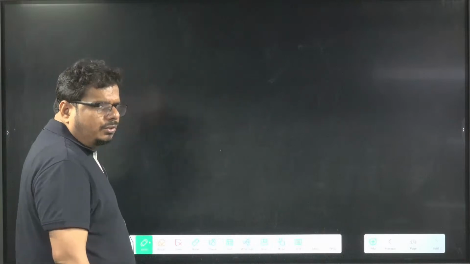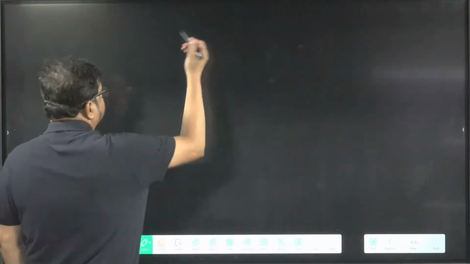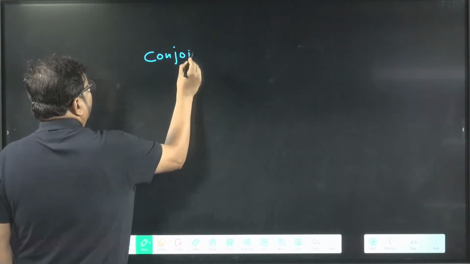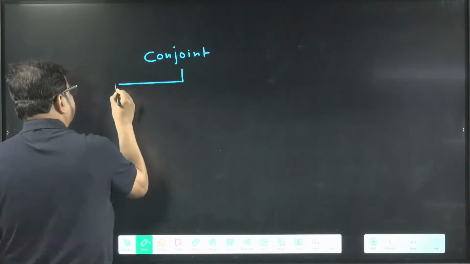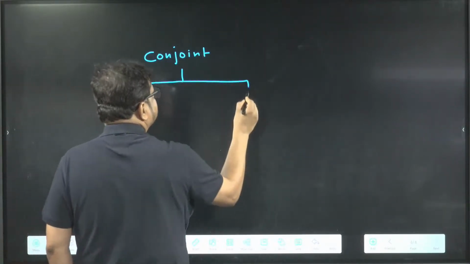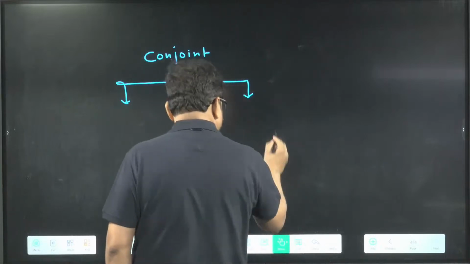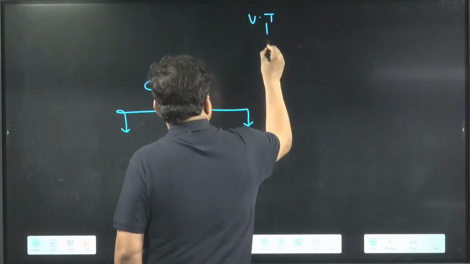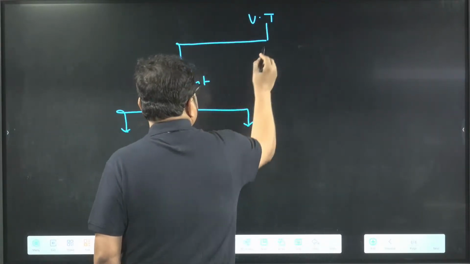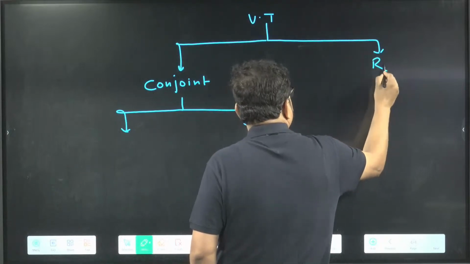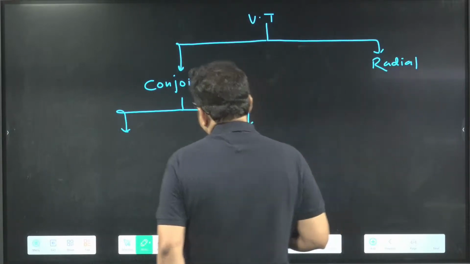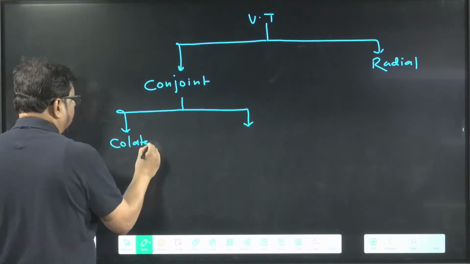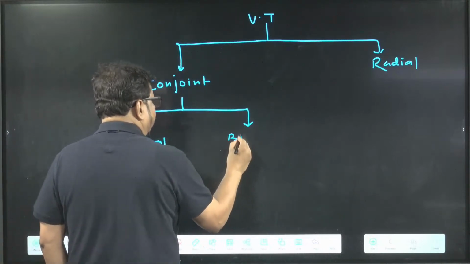Have a look now. Later on, I am going to tell you that the conjoint type of vascular tissue is further of two types. So I am writing here a flow chart. Don't worry. Vascular tissue. One is conjoint, one is radial. So further, which one is of two types? Conjoint is of two types, collateral, and another is bicollateral.